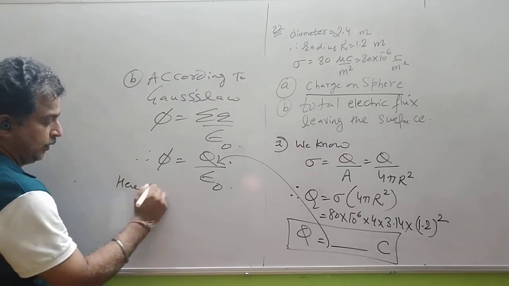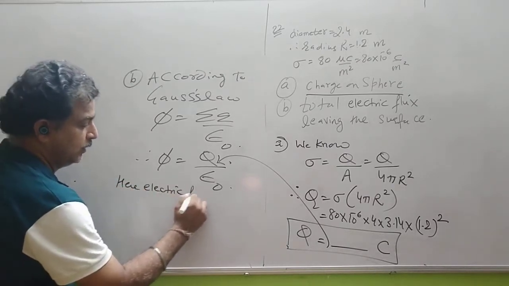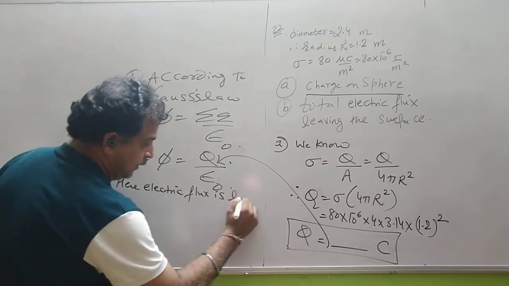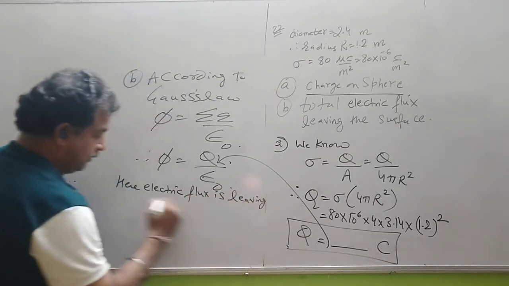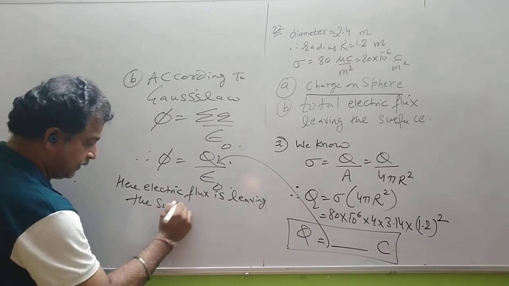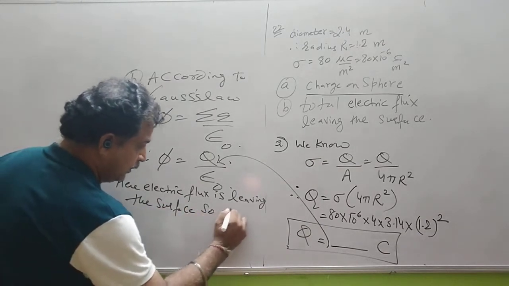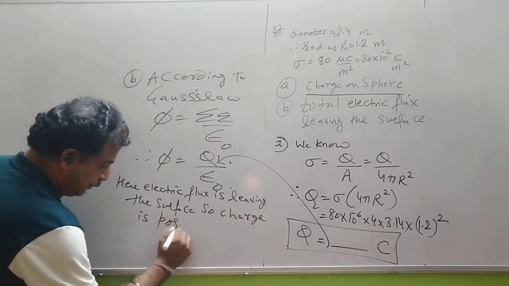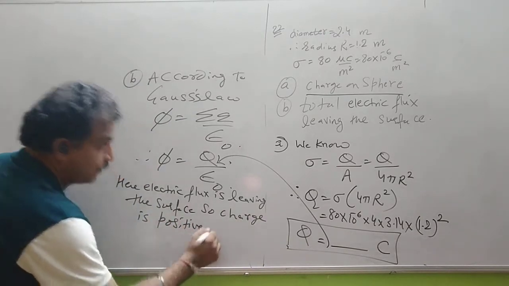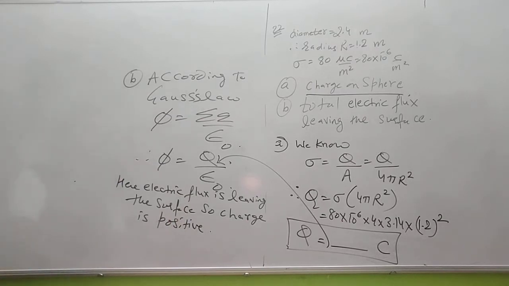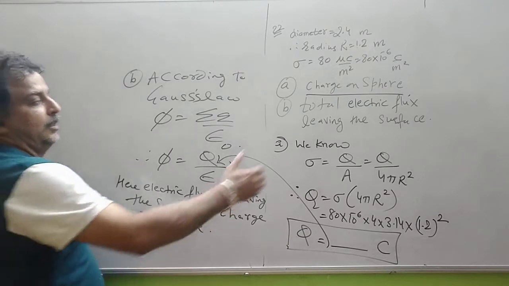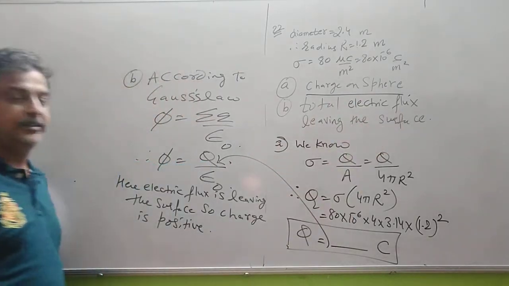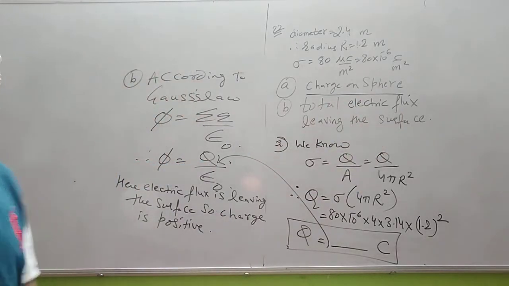Here electric flux is leaving the surface, so charge is positive. So we have to find out the flux linked with the sphere and it is leaving the surface, so charge is positive. So this is question number 22.